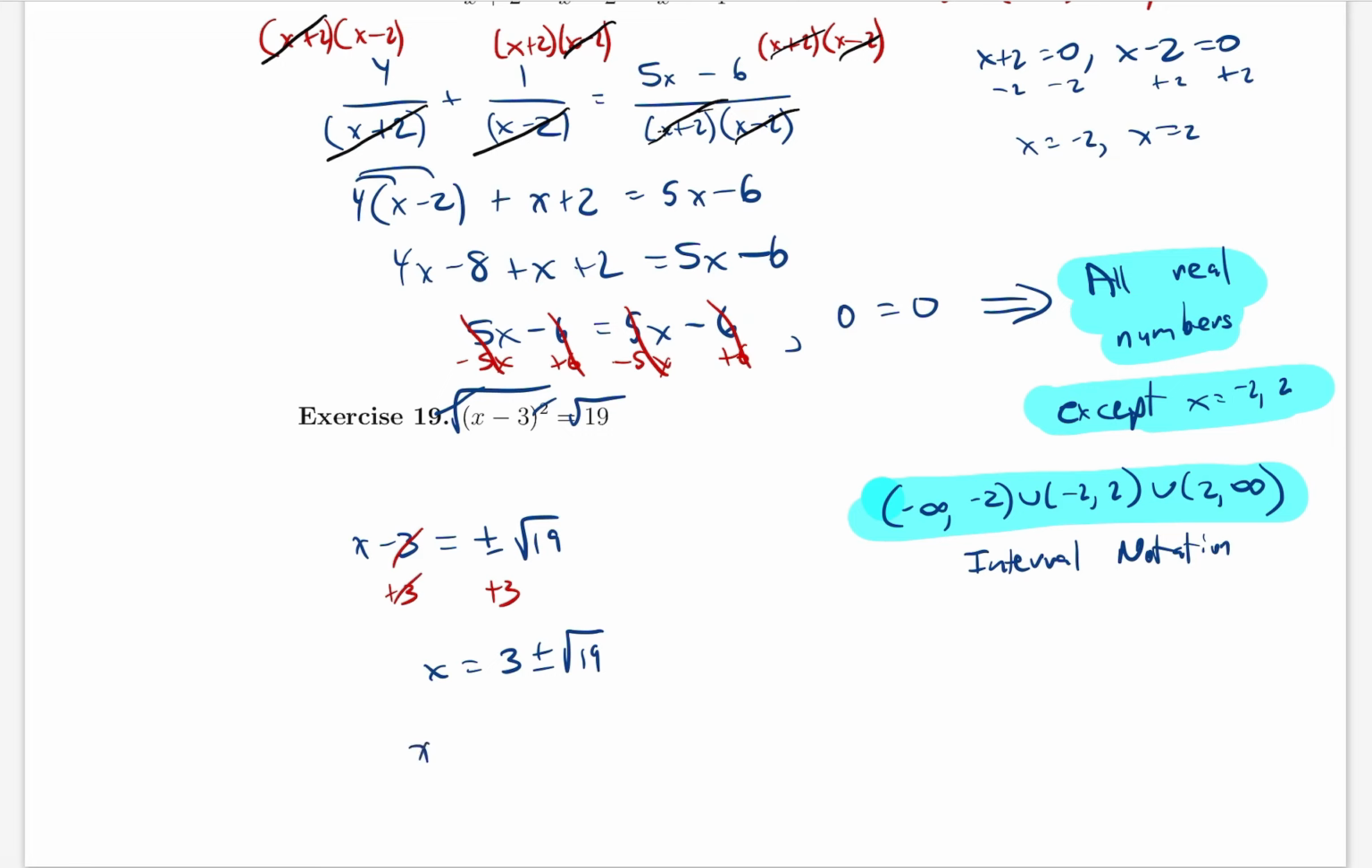On WebAssign, you may have to separate your answers, 3 plus radical 19 and 3 minus radical 19. So just be careful. You can write your answer like that, but WebAssign may have you separate the two solutions the way I just did.